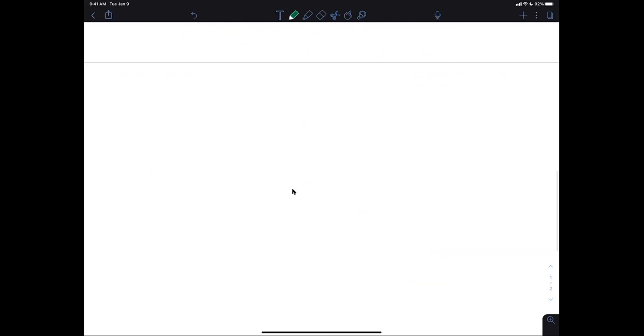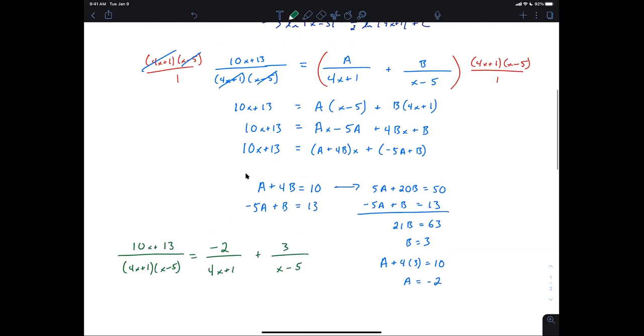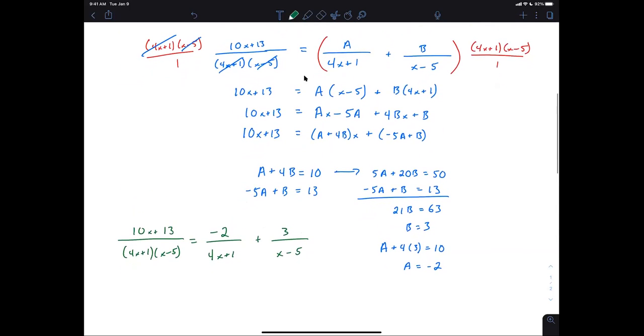Yeah, let's do this. No, not this one. Does it matter which one you put A and B on? It does not, but you would get a different value of A and a different value of B. So like, because I had A with 4x plus 1, I got -2. If you had B with 4x plus 1, your B would be -2. But the point is -2 goes with this one, and 3 goes with this one. Does that make sense? Yeah, okay. All right, cool. Other questions?